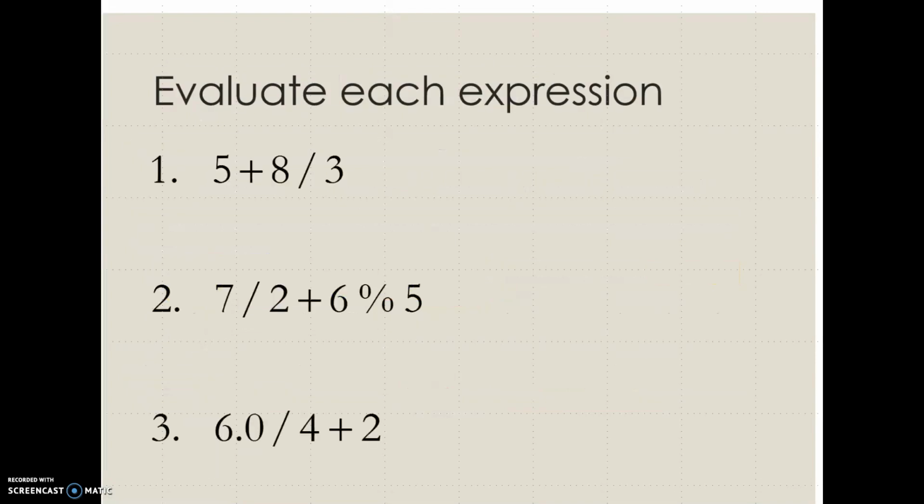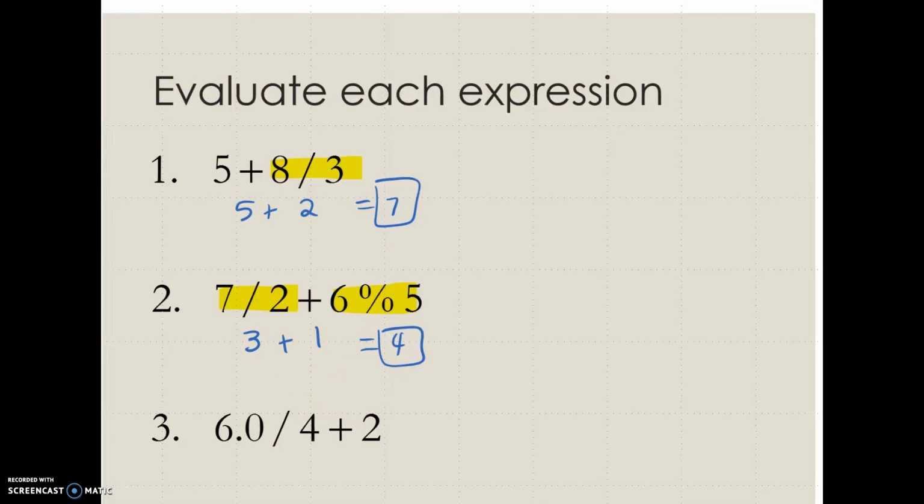Okay, so when I look at this, order of operations says that the division would occur first. Since these are both integers, when I divide, I just look at the whole number. 3 goes into 8 2 whole times, so I have 5 plus 2, both ints, so my answer is an int. The answer is 7. When I look at the next example, both of these are of equal importance. So I do 7 divided by 2, int and int. Answer is 3. 6 mod 5, what's the remainder? Well, there's 1 left over. Int plus int, my answer is an int.